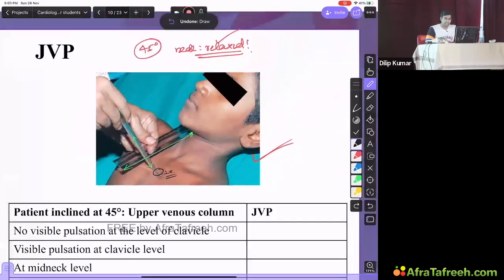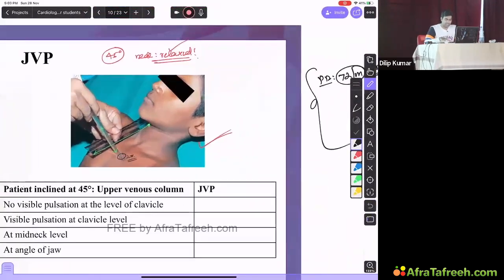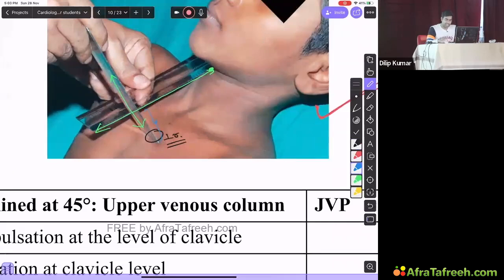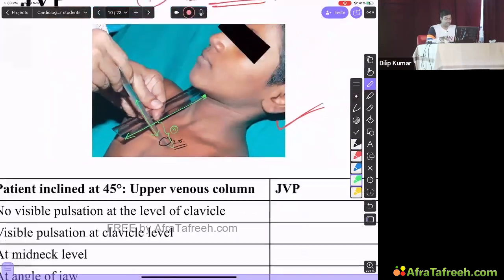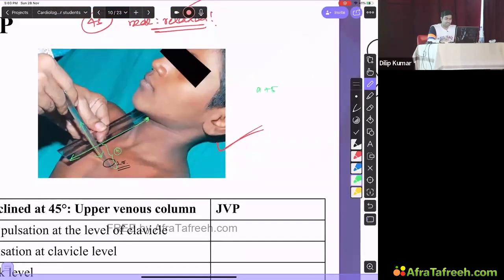So the final measurement will be, for example, if you take this measurement as A, the height of the blood column should be A plus 5 centimeters. You have to finally add 5 centimeters. That is very, very important. Do you understand or not? All these things they would have taught you already. So it should be A plus 5 centimeters. Whatever you measure, that should be added to 5 centimeters to get the final jugular venous pressure in centimeters of water.